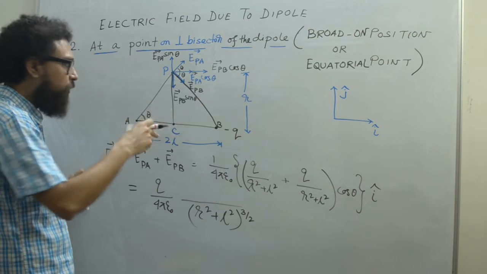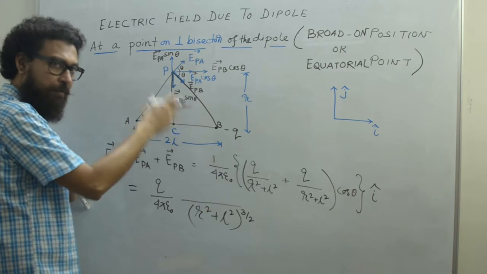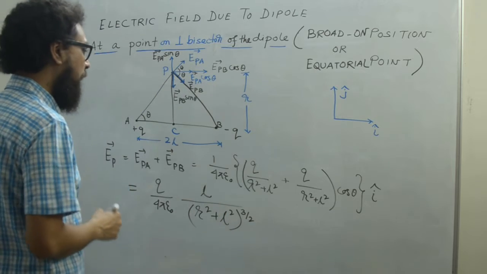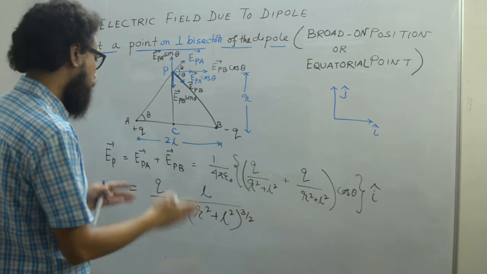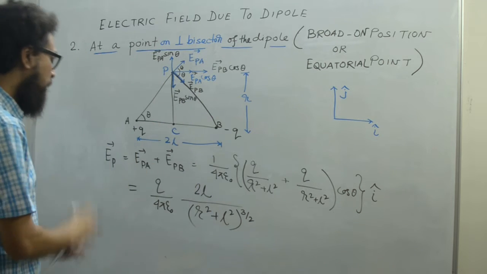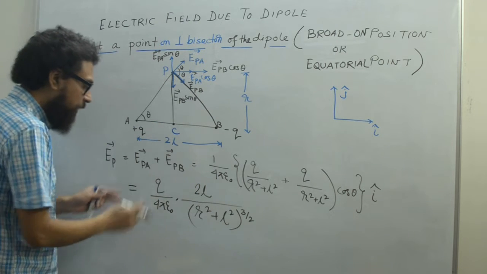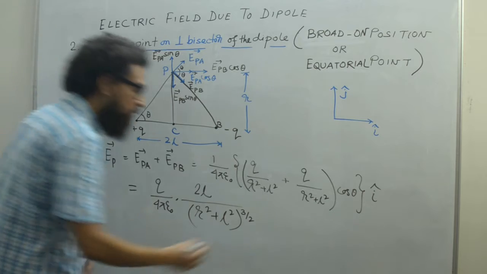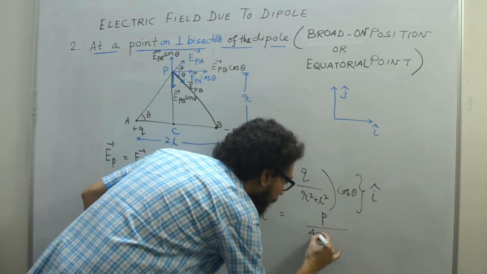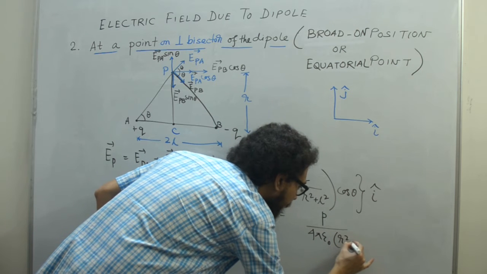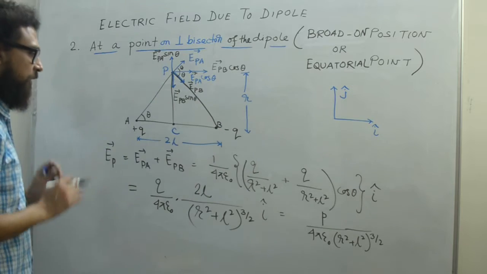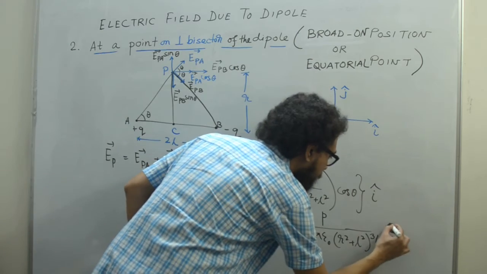There was 1 by square root of L square plus R square, that part in cos theta, and we have this L. I mean Q plus Q, so 1 plus 1 L, so it is becoming 2L. Okay, so now we have this. Now see, Q into 2L, oh, P, great. So what I'm going to write? I'm going to write P by 4 pi epsilon naught R square plus L square whole to the power 3 by 2. This is it. And i cap, of course.